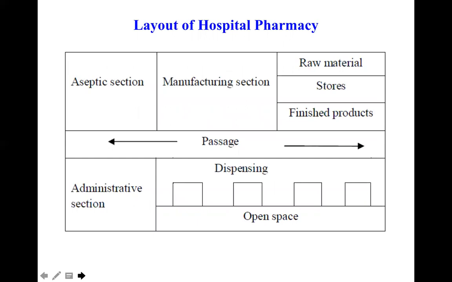This is the planning and layout of the hospital pharmacy. Aseptic section is there, where for the parenterals, we can easily provide sterile conditions for the manufacturing section. Adjacent to the manufacturing section, there is a raw material store and the finished product room. In between, there is a passage, and adjacent to this, there is an administrative section and the dispensing section for dispensing the medicines to the inpatients and the outpatients.